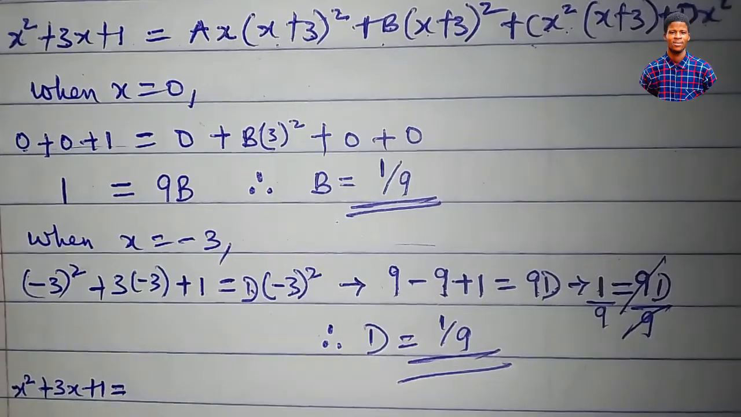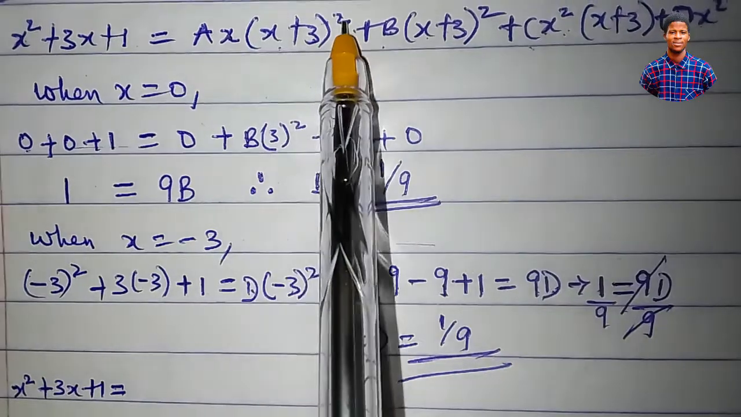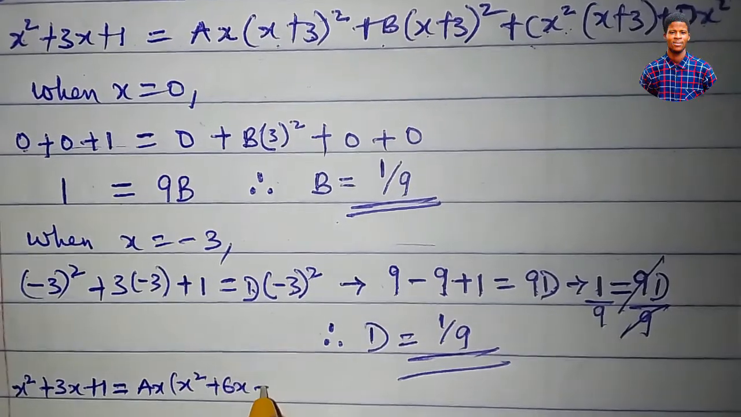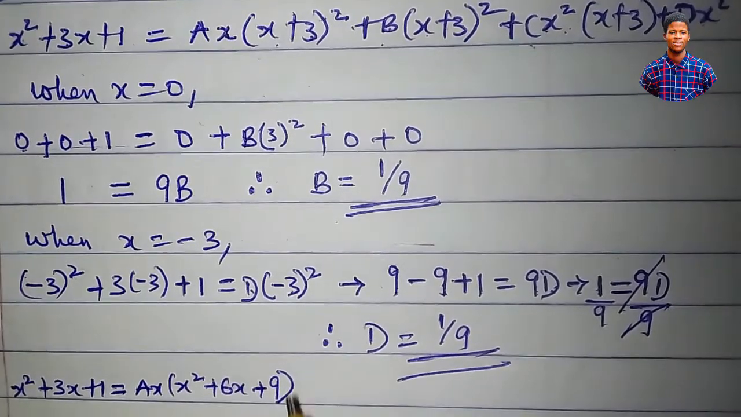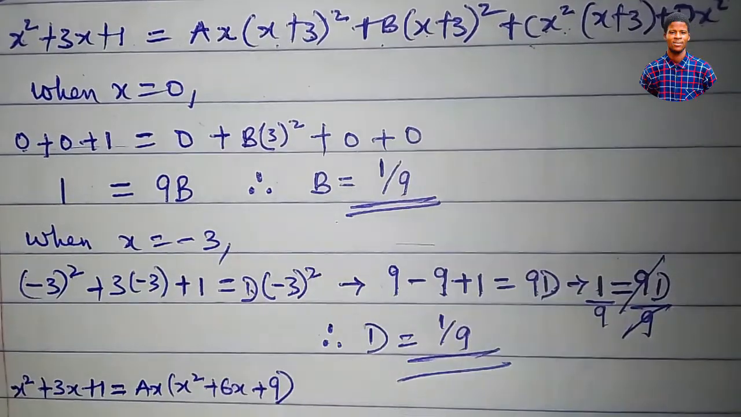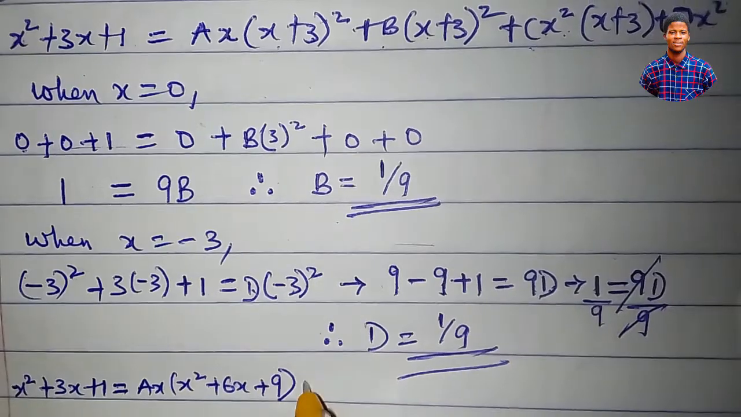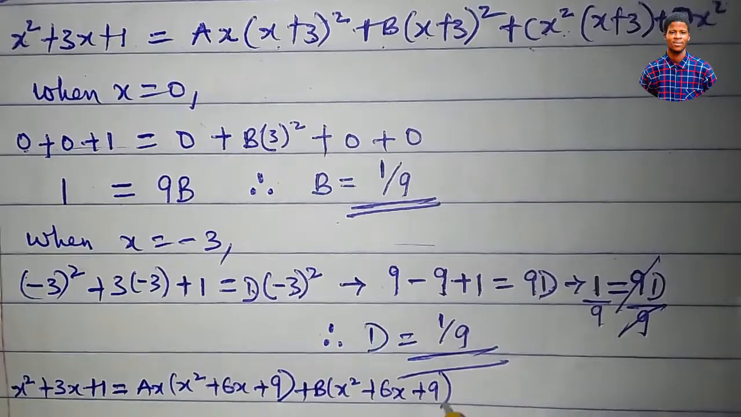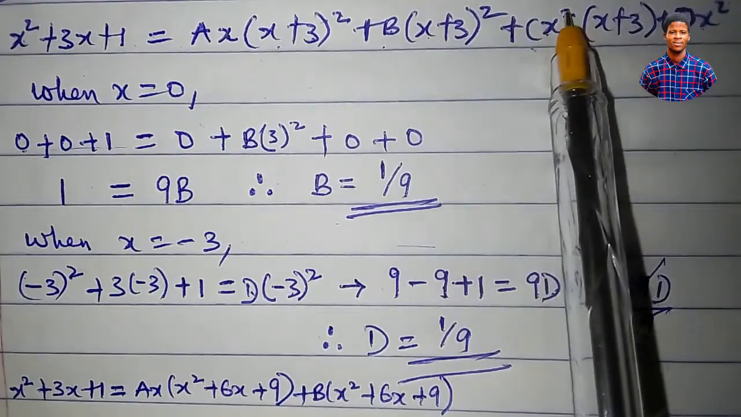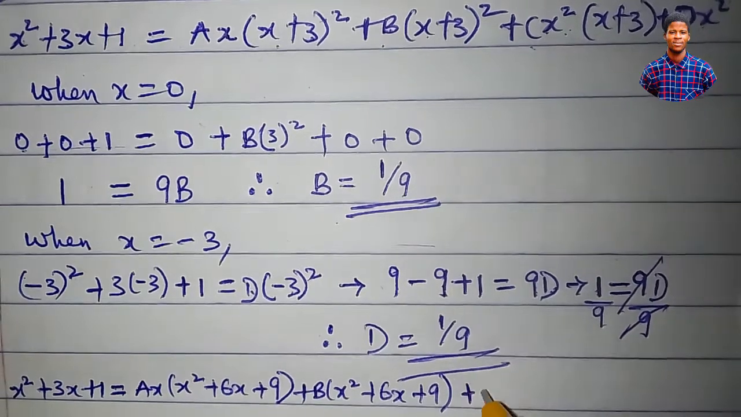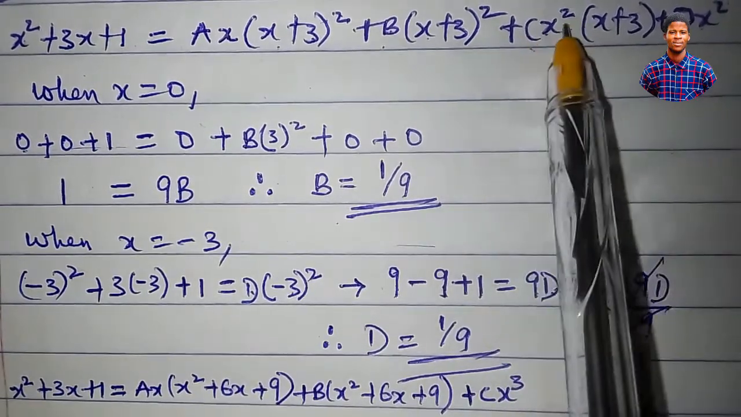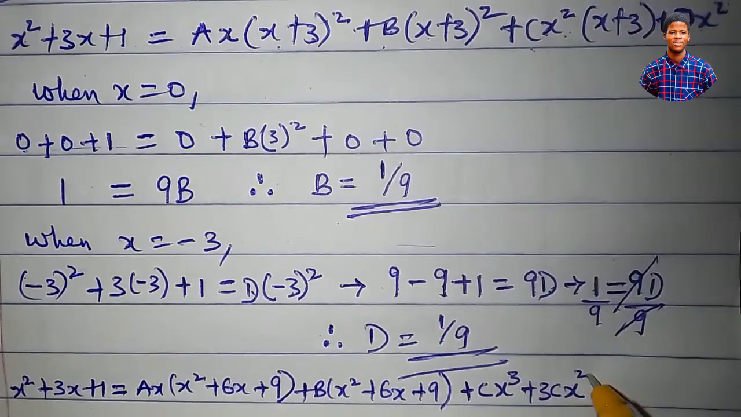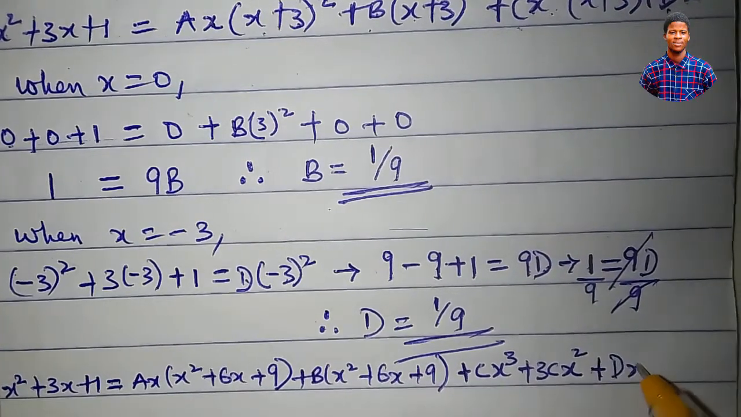Which is equal to, if I expand s plus 3 squared, I will obtain s squared plus 6s plus 9. If I expand s plus 3 squared, the same thing. So it will be b times s squared plus 6s plus 9. If I expand this, that will be cx squared times x, that's cs cubed. Cx squared times 3 will be 3cs squared plus dx squared.